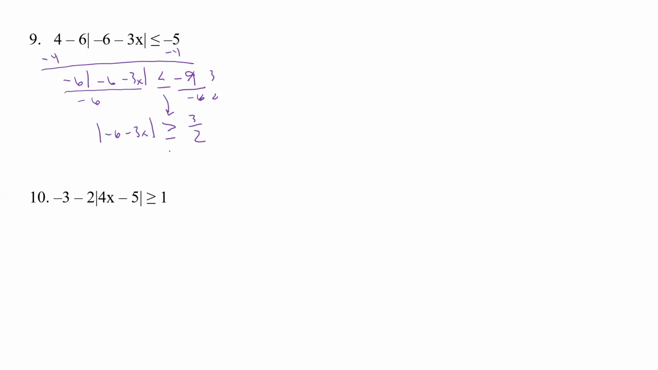Now, because of the greater than or equal to, that's OR. So what does that tell us? Well, we have minus 6 minus 3x is going to be greater than or equal to a positive 3 halves, or minus 6 minus 3x is going to be less than or equal to a negative 3 halves. Okay, because it's going to be less than or equal to the opposite.